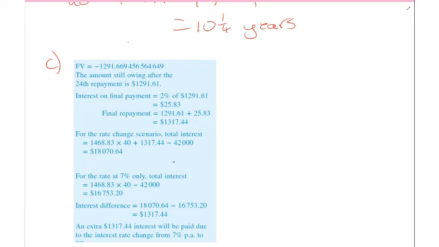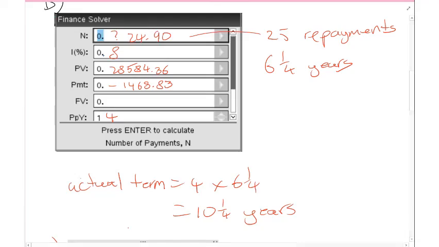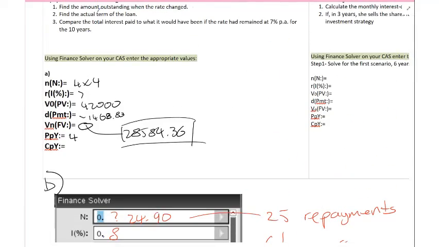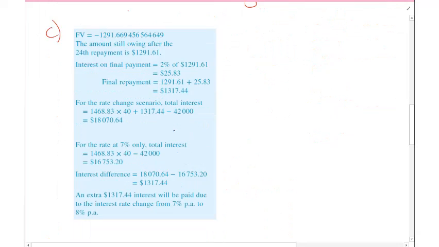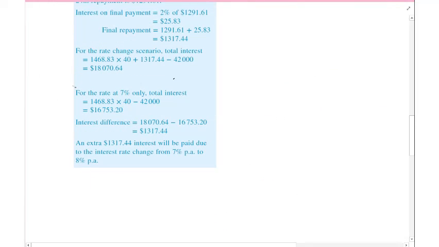Okay, so on to C. So what I've decided to do is just put the working out there so we can work through it rather than me writing everything, because that's just going to take too long. Okay, so part 3 is compare the total interest paid to what it would have been if the rate had remained at 7% per annum for 10 years. Let's actually skip to the 7% per annum part first, because that's this bit here.